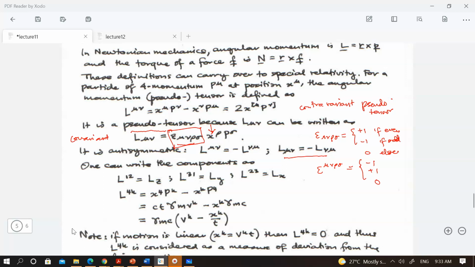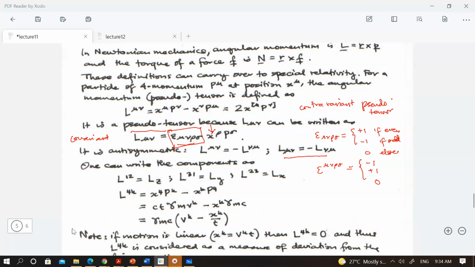So in other words, we replace your mu and nu in terms of your spatial indices, i equals 1, 2, 3, and then you get back your ordinary angular momentum components. The question is now, what about the fourth component? The fourth component involves one of the indices being 4. So in this particular case, we just simply plug into this particular formula.